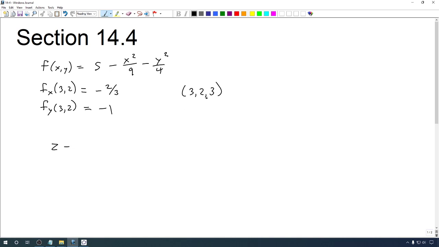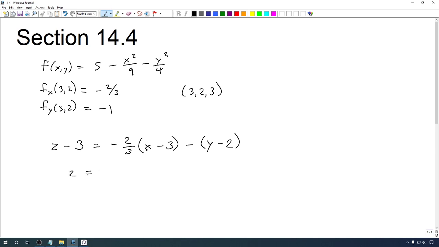We have z minus our z naught, which is 3, is equal to our derivative in the x direction, negative 2/3, times x minus our x naught, which is another 3. Then we have plus the y derivative, so a negative 1 times y minus our y naught, which is 2. And that's the equation of our tangent plane. Of course, we can go ahead and simplify it a little bit.